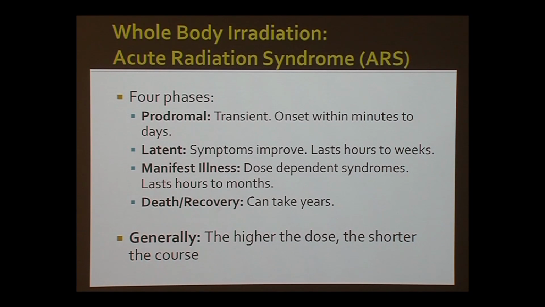Then it generally starts to give way, and most people then have a latent phase. Your symptoms improve, you start feeling better, and this can last from hours to weeks until you get to the manifest illness phase. This is a dose-dependent phase, and it can last for hours or even months. Finally, once you've had the manifest illness stage, it progresses to death or recovery, depending on the dose of radiation you received and how you tolerated that dose.